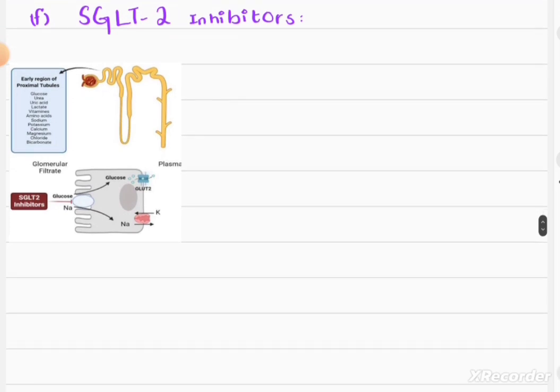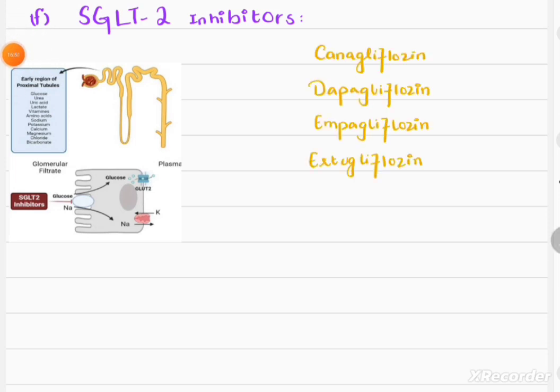SGLT2 inhibitors also have a beneficial effect in the setting of heart failure and chronic kidney disease. The drugs in this class are canagliflozin, dapagliflozin, empagliflozin, and ertugliflozin. The mechanism of action occurs in the proximal convoluted tubule of the nephron. So here we have a structure of a nephron. From the nephron, we have taken the proximal convoluted tubule here.